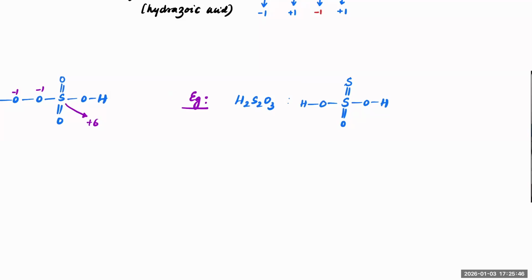Whenever you replace an oxygen with a sulfur, then you have to specify the name as thio. Wherever there is an oxygen which was originally present, you remove it and replace it with sulfur. Then it will become thio. That's why the name here will be thiosulfuric acid.